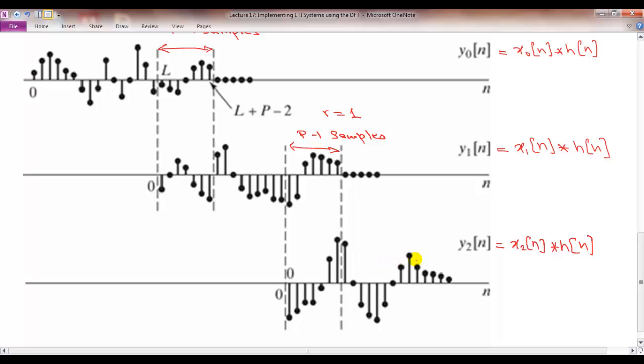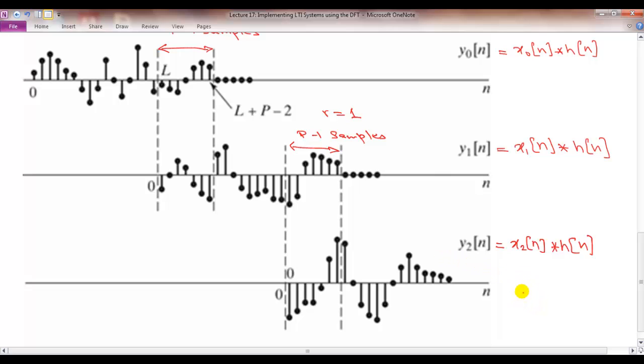So every time you get a new block of L samples, you go to your previous processed block. You always save the last P minus 1 samples of that block. You add those P minus 1 samples of the previous block and the P minus 1 samples of the new block. Then you output L plus P minus 1 samples as it is. And finally, you don't output the last P minus 1 samples till you get the new block of input.